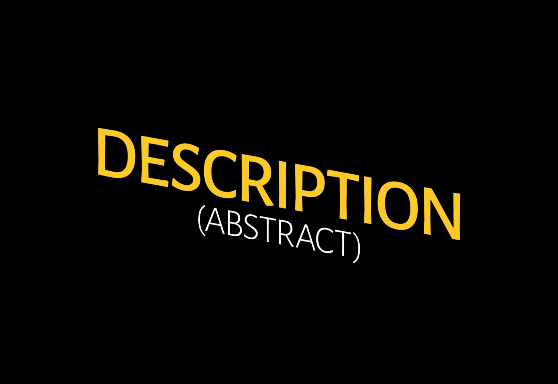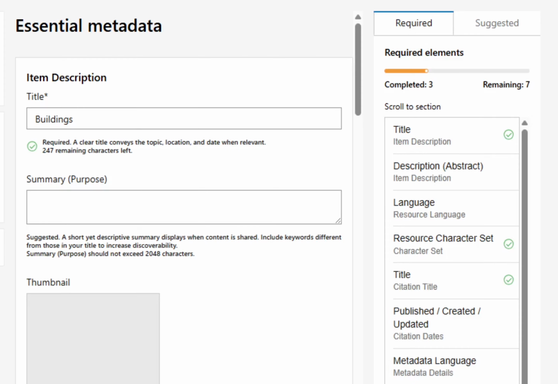Description abstract. The description abstract is the narrative explanation of your dataset. In professional GIS work, this is one of the most important parts of metadata because it gives future users the context they need to understand what the data represents and how it should be interpreted. When a dataset is shared, published, or discovered through a catalog, the abstract is often the first place someone looks to understand what they're dealing with.